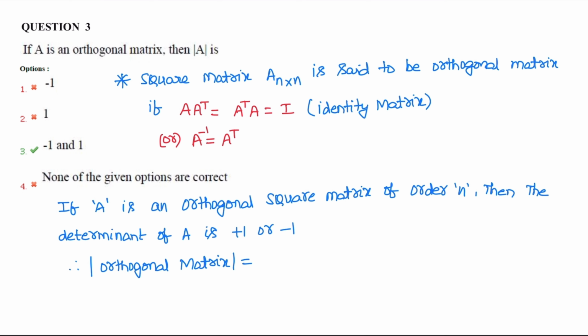So this is a condition. Next, if A is an orthogonal square matrix of order n, then determinant of A is either plus 1 or minus 1. Therefore, determinant of an orthogonal matrix is plus 1 or minus 1. Correct option is 3.